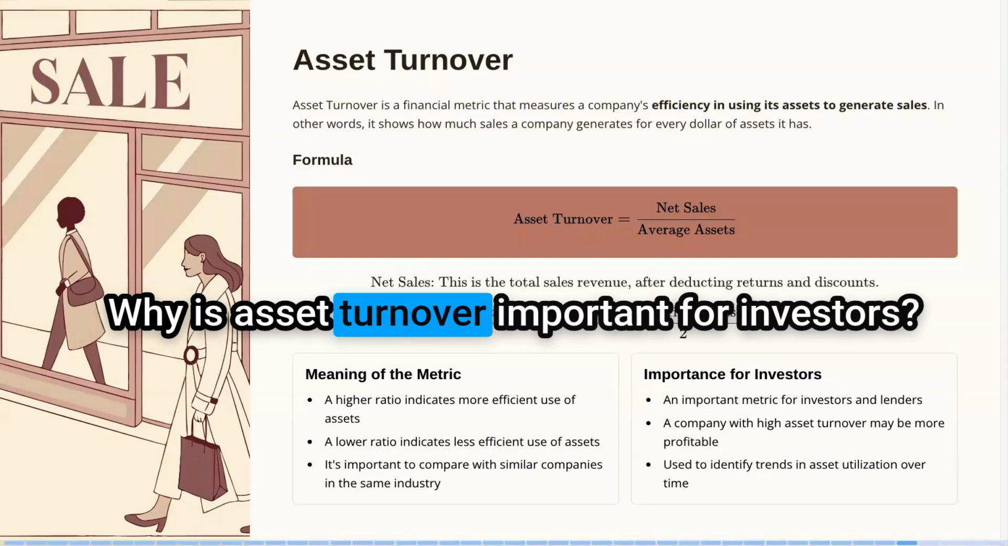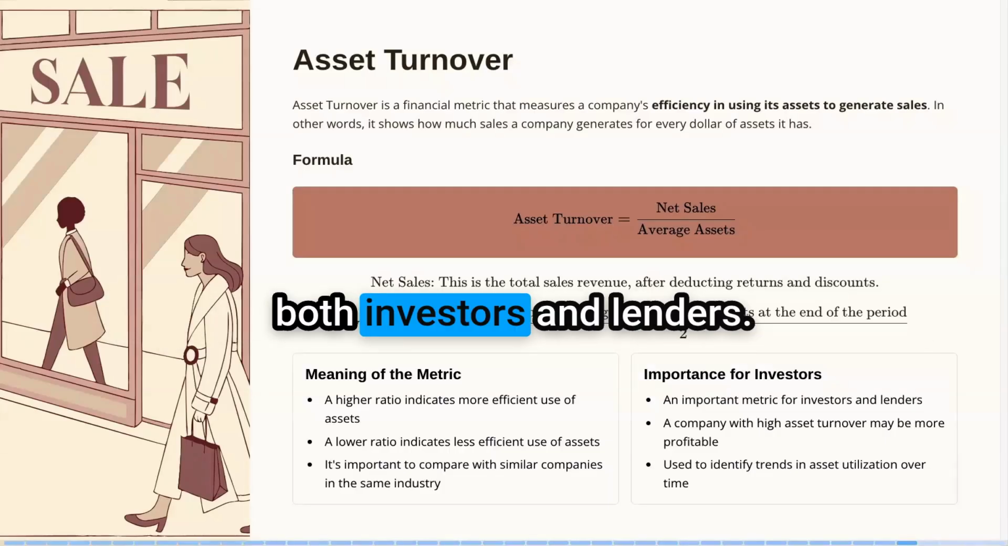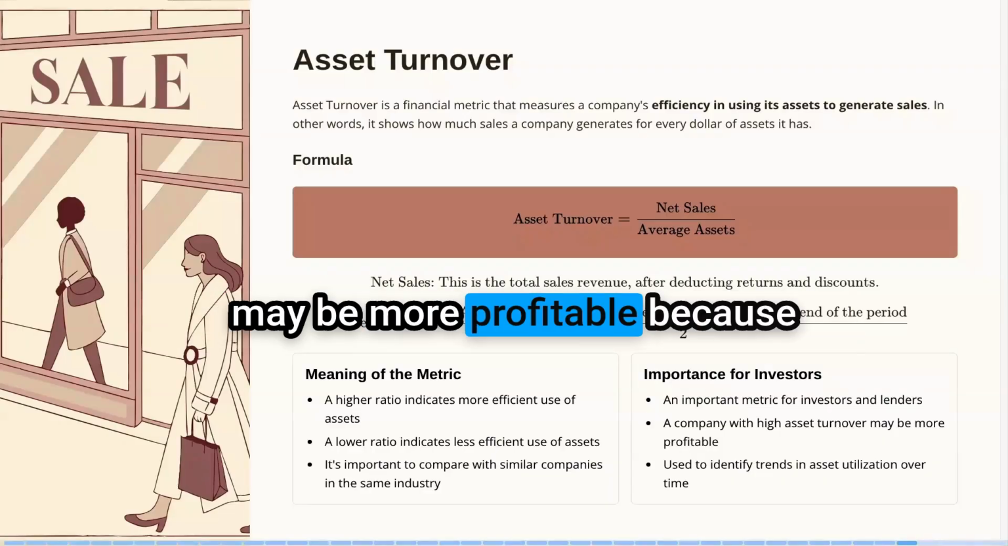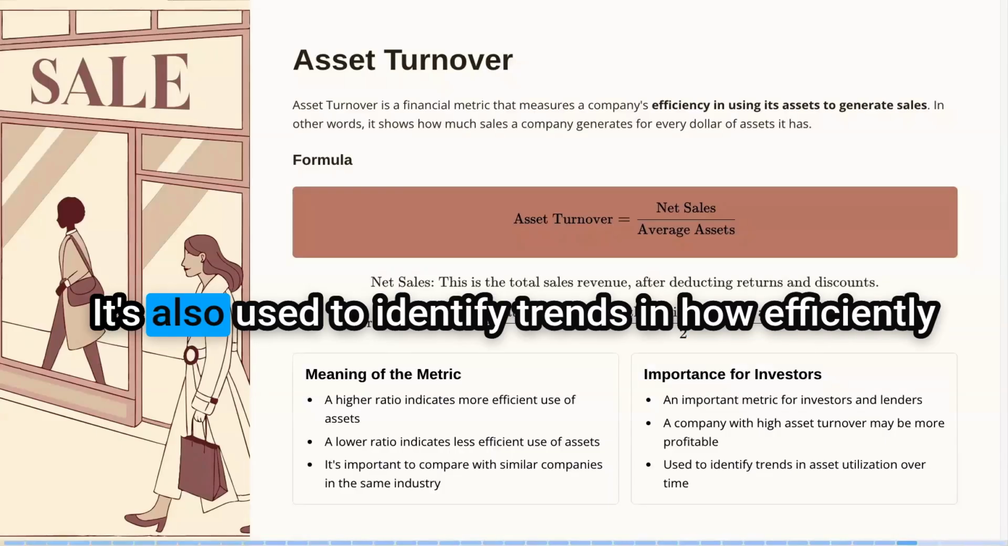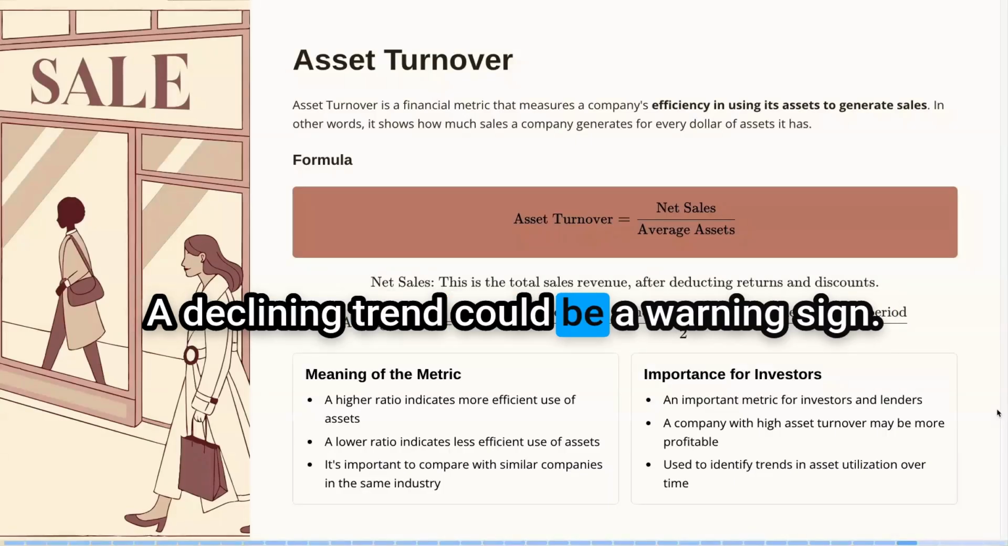Why is asset turnover important for investors? It's an important metric for both investors and lenders. A company with a high asset turnover may be more profitable because it's making its assets work harder. It's also used to identify trends in how efficiently a company is utilizing its assets over time. A declining trend could be a warning sign.